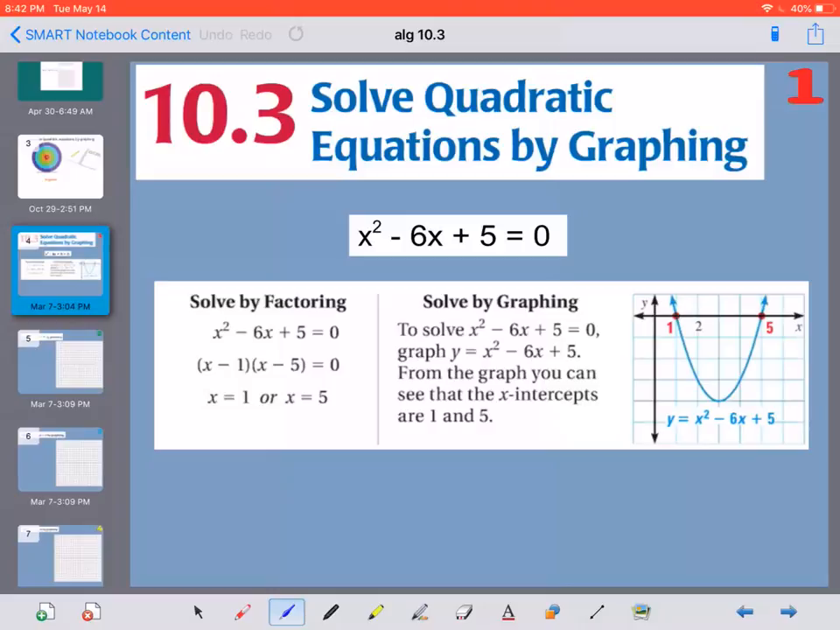Hey everyone, today we're doing 10.3, solving quadratic equations by graphing. So what we've been doing so far has just been graphing them. Now we're going to solve these.